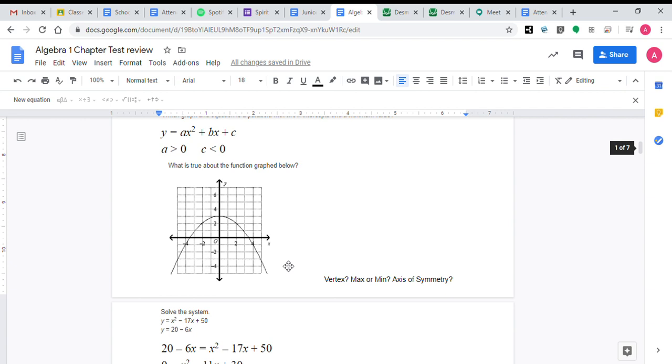Moving on to the next one. What is true about this graph? Well, the vertex is right here in the middle. A lot of people would mess this up. This is at 0, 3, not 3, 0. So we know the vertex is x equals 0, y equals 3. And it's also a maximum because it opens down.